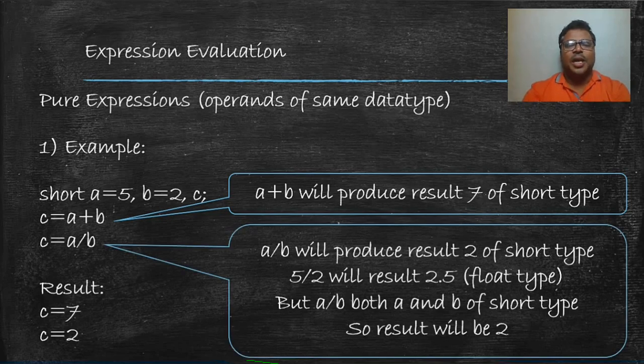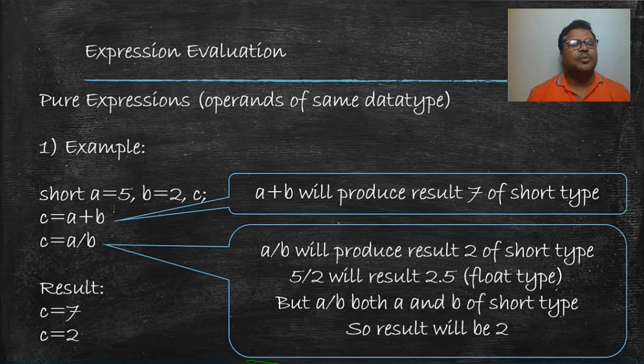Here A slash B will produce the result 2 of short type, because 5 by 2 would give 2.5 in float type. But both are short integer type, that's why its result will be 2 only, not 2.0 and not 2.5. So this type of result evaluation is done in a pure expression. Later we will discuss expression evaluation according to the hierarchy and precedence of operators, so we will find the expression results.